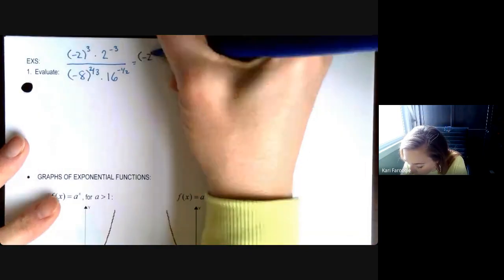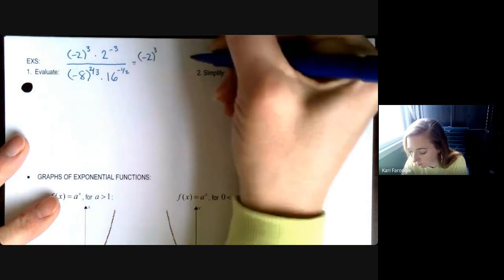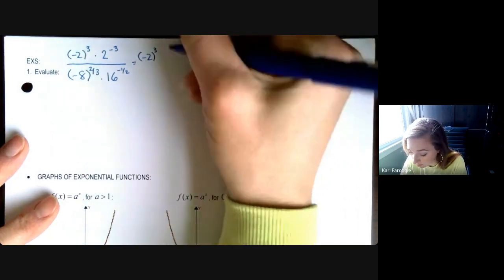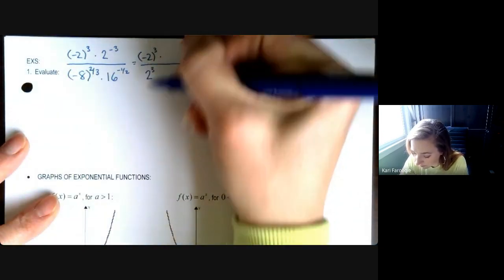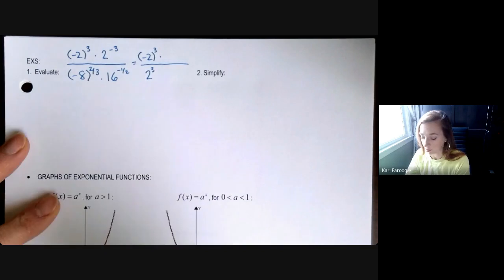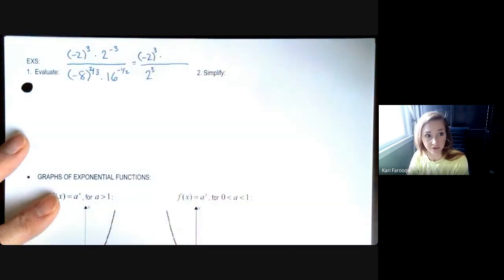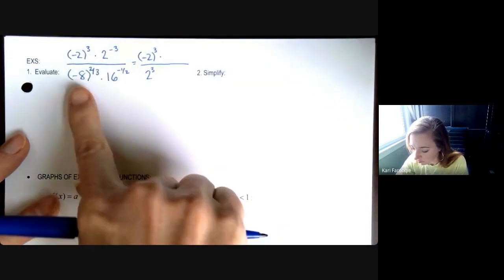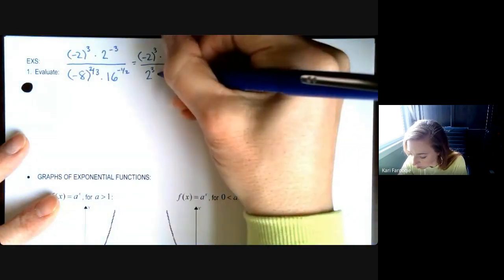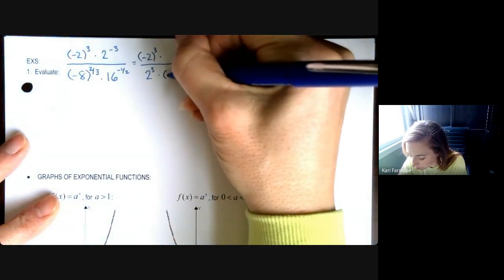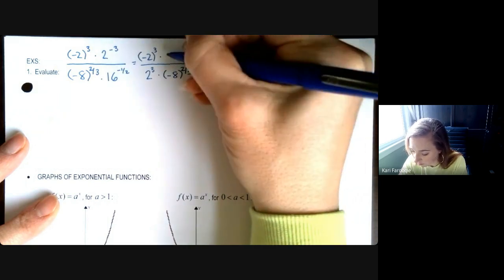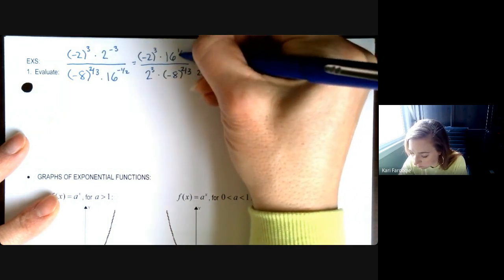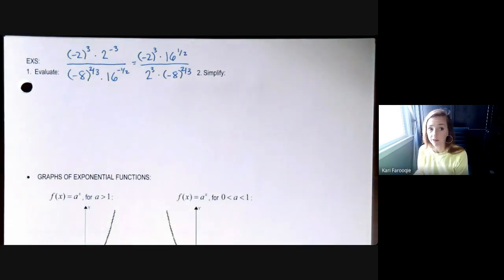So the -2 to the third power, we can keep. If you wanted to simplify that right away, you could also do that. I'm going to move this 2 to the -3rd power into the denominator, and now it's 2 to the +3rd power. So just moved it down there. As far as the -8 to the 2/3, it's a +2/3 power, so I'm going to leave it. And then for 16 to the -1/2, I'm going to move it into the numerator as 16 to the +1/2.